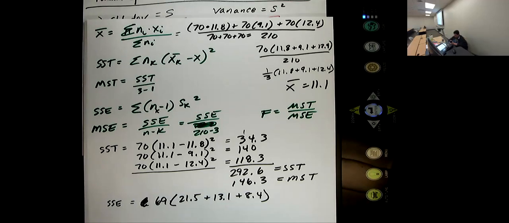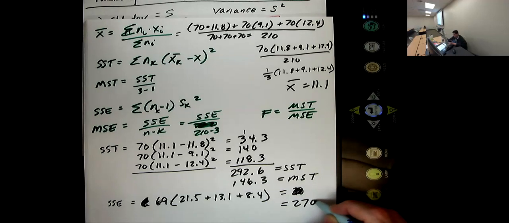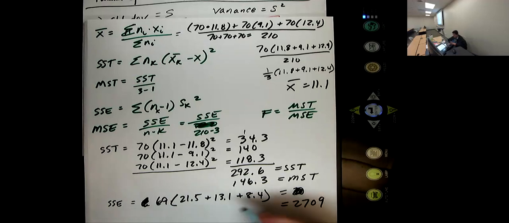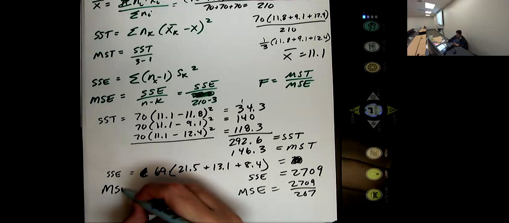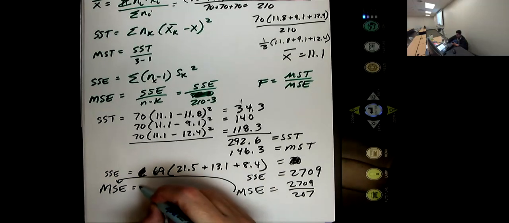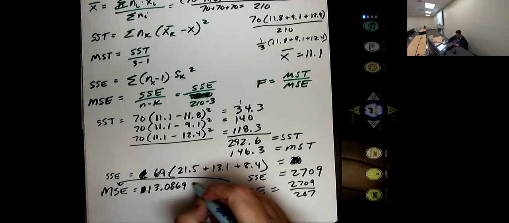That adds up to 43 perfectly, then times 69. That's 2709. So that's SSE. So MSE is that divided by 210 minus 3, which is divided by 207. MSE is 13.08695652.